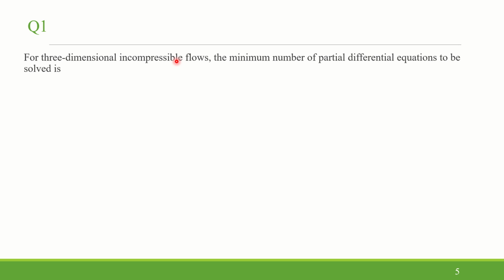So now let us look at the options. Option A 3, option B 4, option C 5, option D 6. As we discussed, we know the answer is option B because we are dealing with incompressible flows and the system is a 3D system. So we need to solve one continuity equation and 3 momentum conservation equations. On the whole it becomes 4 partial differential equations. So the answer is option B, 4 is the right answer.